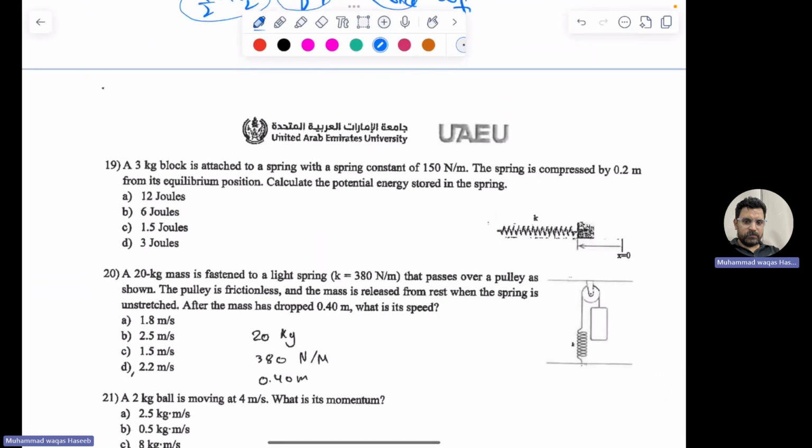Next question, which is a block of 3 kilogram attached to a spring with a spring constant k. This is the mass. The spring is compressed by 0.2 meter from its equilibrium position. So this is your x. Calculate its potential energy stored. So U elastic is nothing but 1/2 kx squared. Just substitute the values, you will get 3 joules.